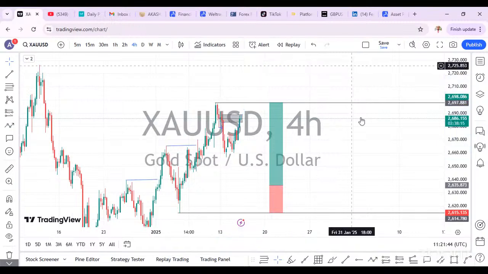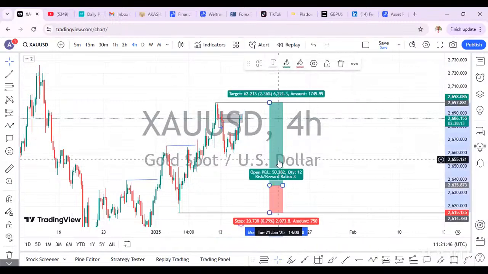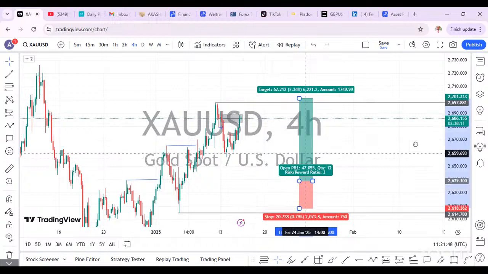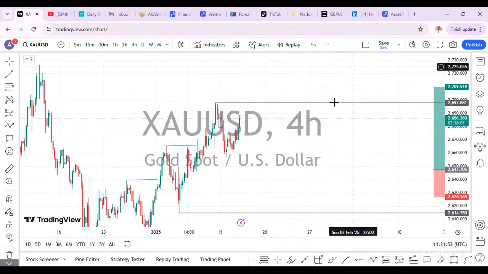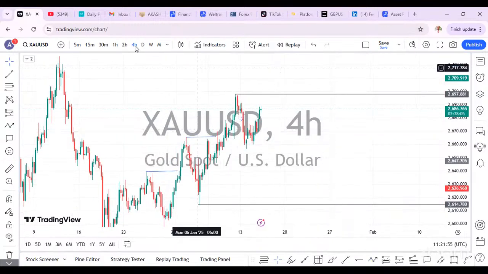So let us go to smaller time frame. Let me move this somewhere. So let me delete this, a clean chart. So let's jump to 2 hours.